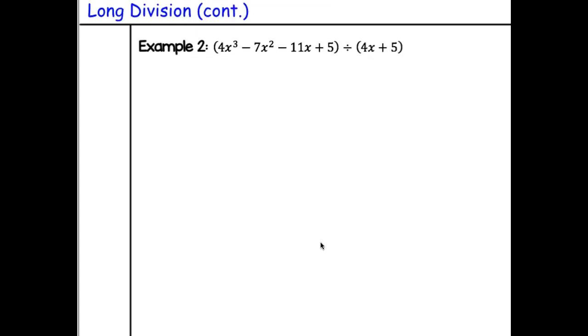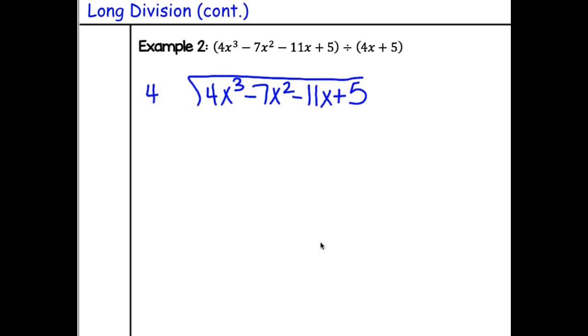All right, we put in our 4x cubed minus 7x squared minus 11x plus 5, and we divide that by 4x plus 5. So now we ask ourselves, what do we have to multiply 4x by to get 4x cubed? Well, I need to multiply by x squared. 4x times x squared is 4x cubed. x squared times 5 is plus 5x squared.